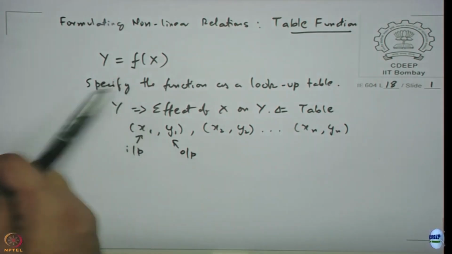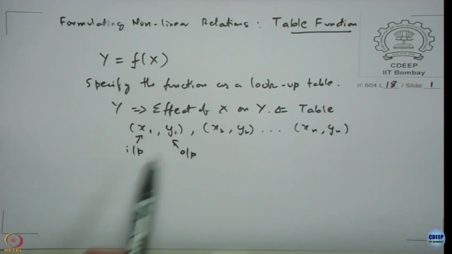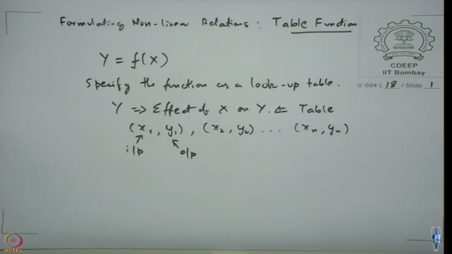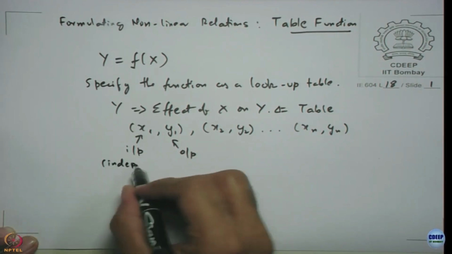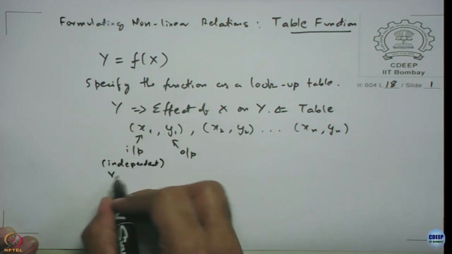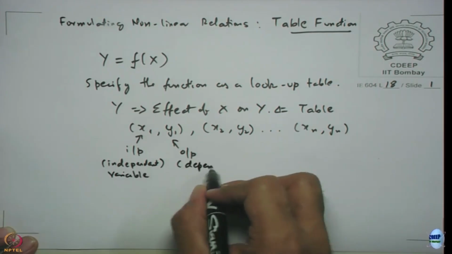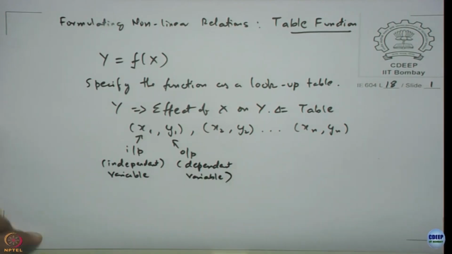So, instead of specifying the function directly, we are specifying some combination: if this is x, this is the effect of x on y, and we allow the simulation to either interpolate between these values, between x1 and x2, or extrapolate if it is less than x1 or greater than x2, because x1 is your independent variable, this is your dependent variable. So, this is what you are going to do.